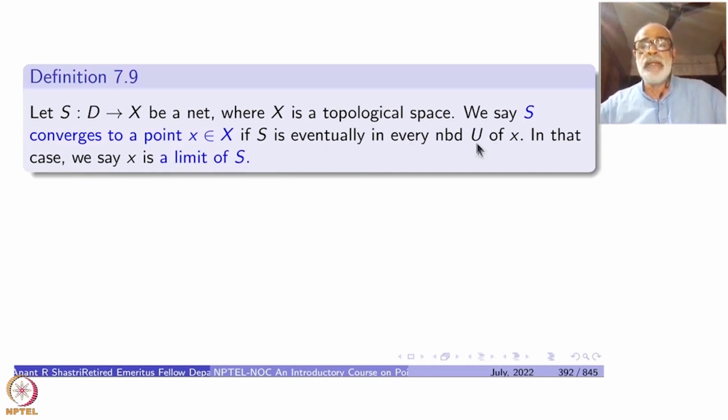This just means that given a neighborhood U, S inverse U must be an eventual set, which is the same thing as saying given a neighborhood U, there exists an A inside D such that B following A, or A followed by B, implies S_B is inside U. Okay, so that means that the net converges to x. In that case, we say x is a limit of S.